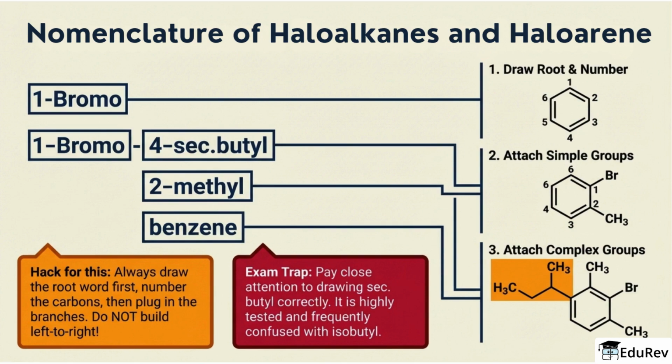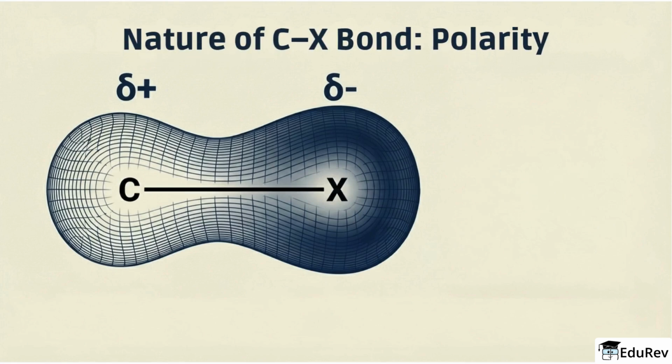One place where students lose easy marks: sec-butyl. It gets confused with isobutyl all the time. Examiners know this, so they test it. So the rule is simple: root, numbering, substituents. Never reverse this order.